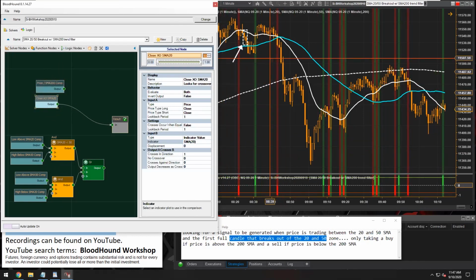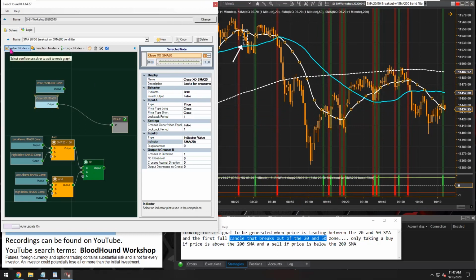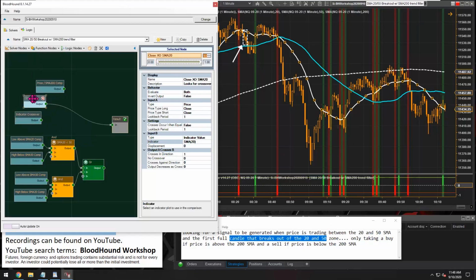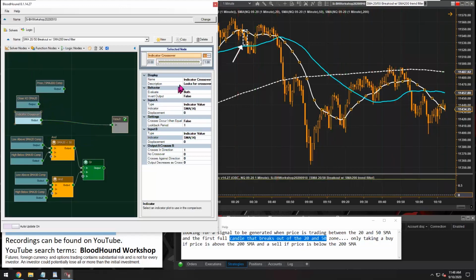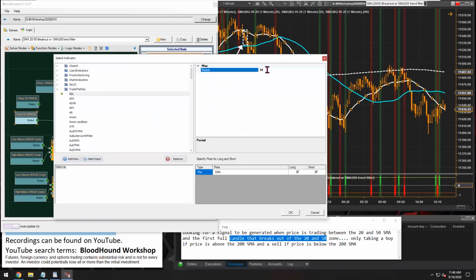All right, there we have it. Whenever that closing price crosses the SMA 20, we're getting all these signals. And so we need one more crossover solver. This crossover solver will be the closing price crossing over the SMA 50. So again, input A is going to be price, the closing price. Input B will be the SMA 50.